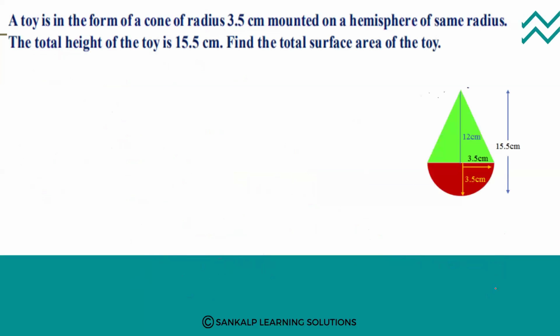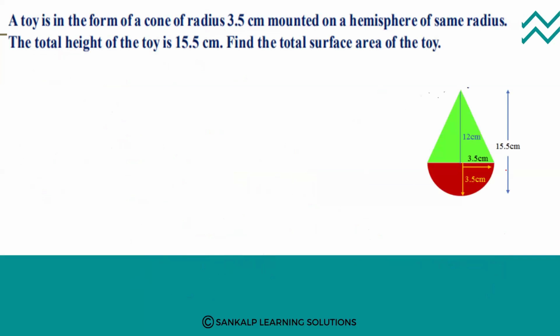Next, the toy is in the form of a cone of radius 3.5 centimeter mounted on a hemisphere of same radius. The total height of the toy is 15.5 centimeter. Find the total surface area of the toy. So this question was asked in model question paper, right?